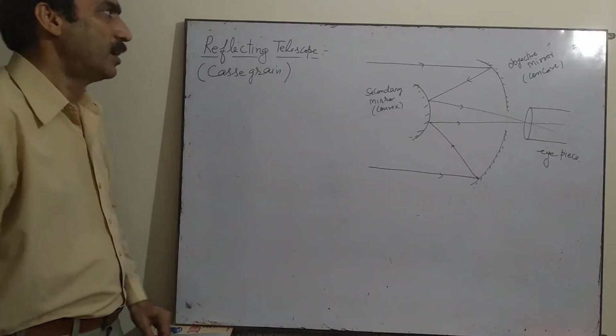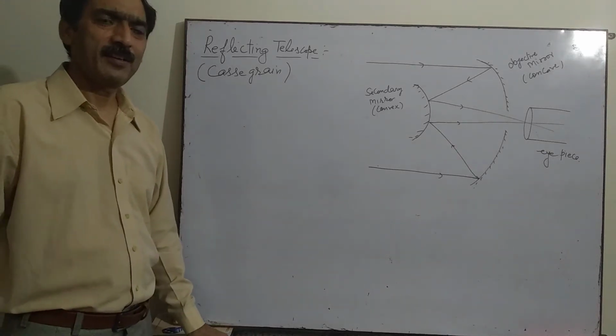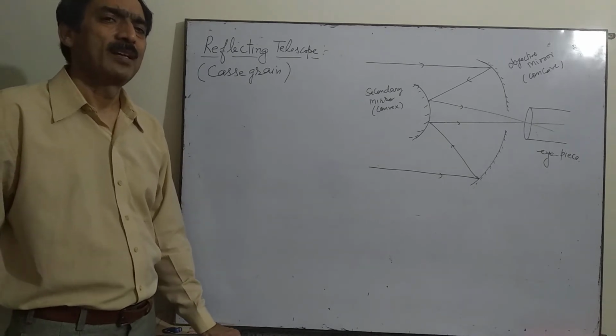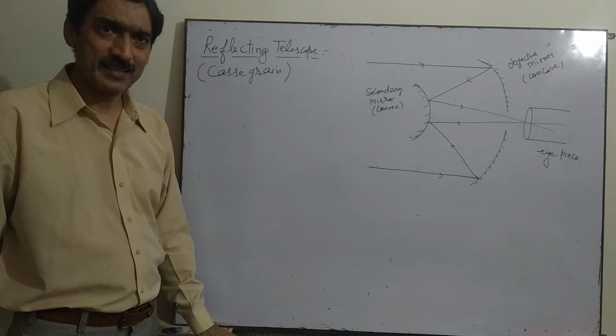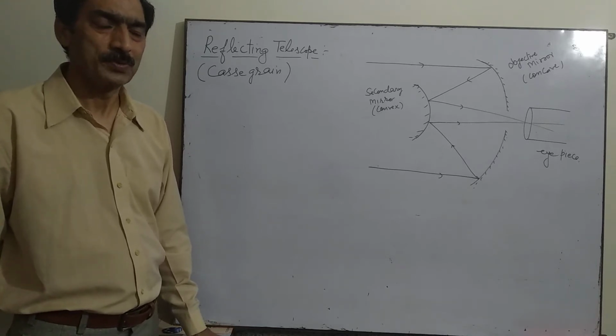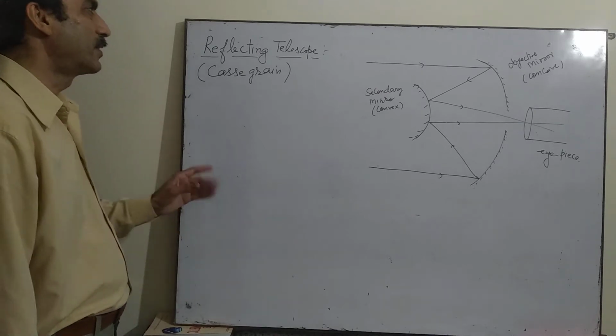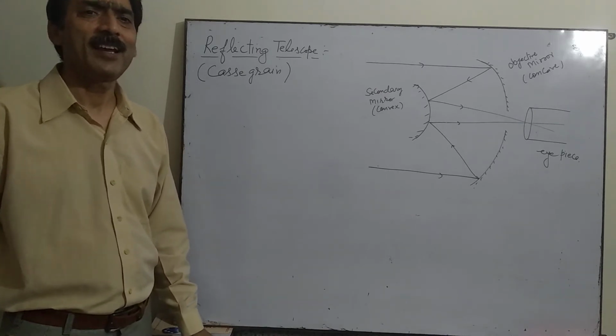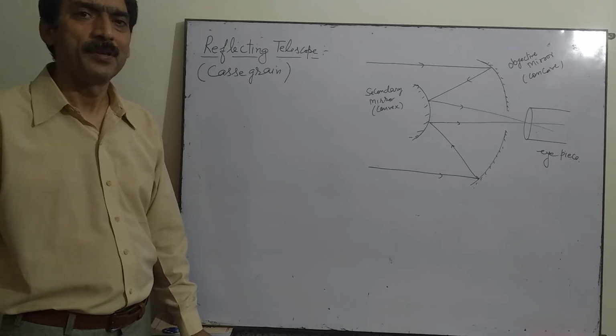Good morning. Our topic is the reflecting telescope. Earlier, I discussed the refracting telescope, meaning the telescope in which lenses are used. Now, what is the need of the reflecting type telescope? In a reflecting type telescope, we use mirrors.